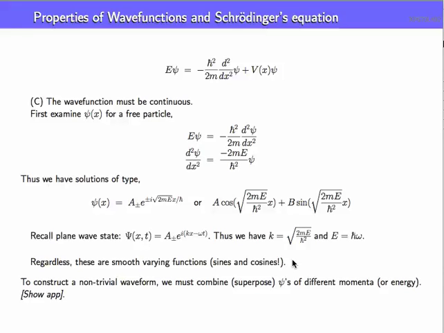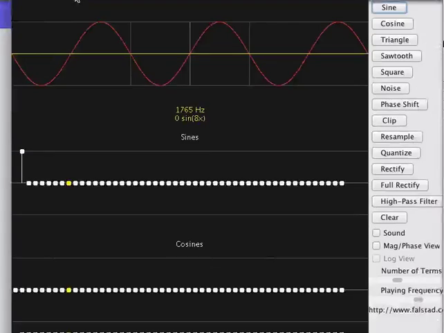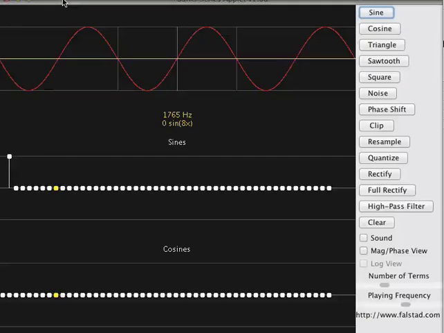With that alone, we can't really build up anything. But the point here is that these plane wave states, or the free particle states, are important to build up more non-trivial waveforms. What we do is make superpositions of wave functions psi, using different momenta or energy, either way, and that will allow us to make some non-trivial waveforms. To do this, I'm going to bring in an app from falstad.com, which I will post on the course site, and let me make sure this fits here. So here we go.